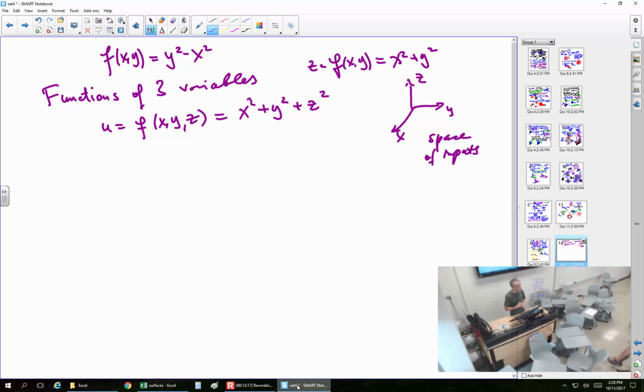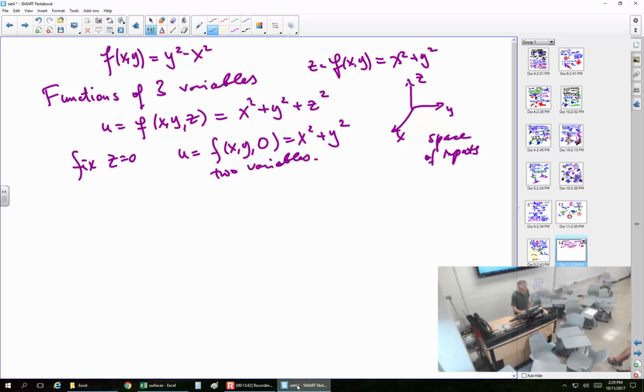So the idea is that we have explored what you would do with studies. We could fix, say, z. That's right, and I would start with z probably. So if I fix z at 0, then I end up with u equal to f of x, y, 0 equal to x squared plus y squared. So then we end up with a function of two variables.